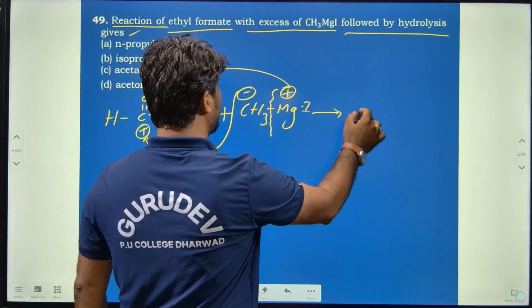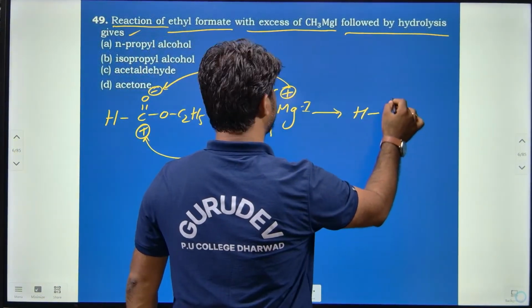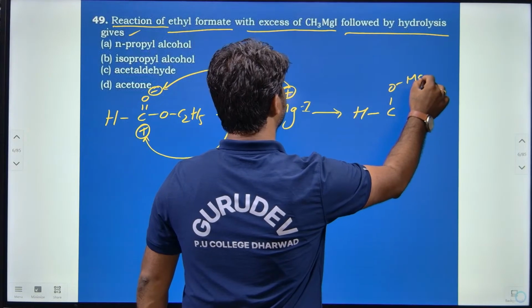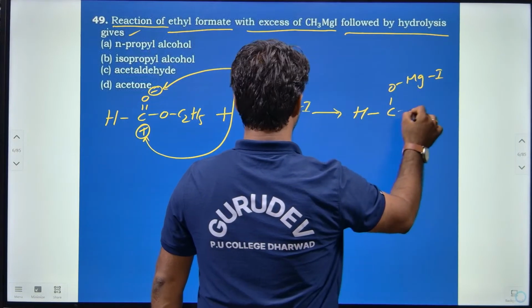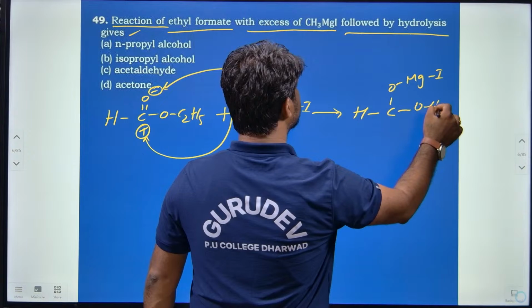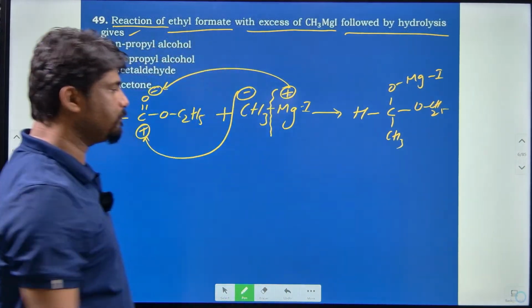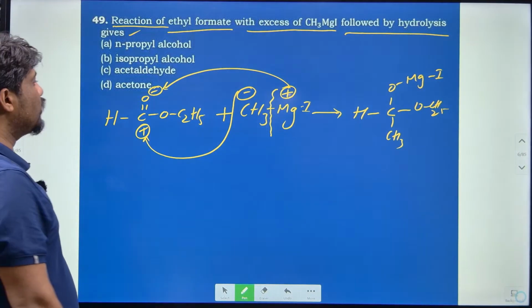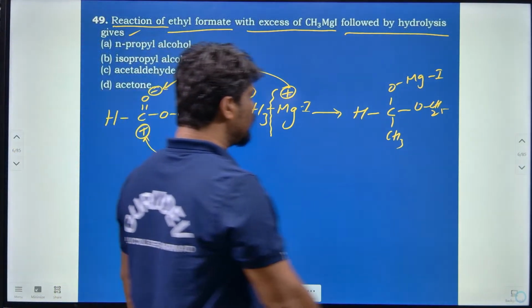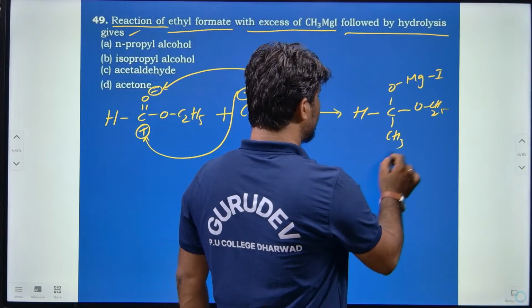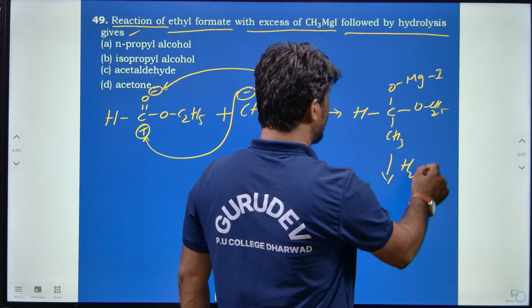So resulting in the formation of HCO, here it forms MgI, and here as usual O, C2H5, and here there is a formation of CH3. Now this molecule further undergoes hydrolysis. The addition of water takes place.